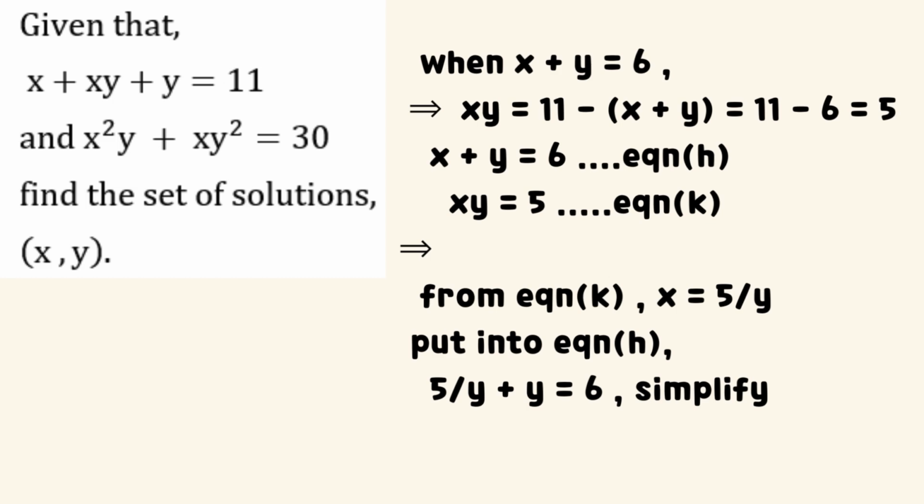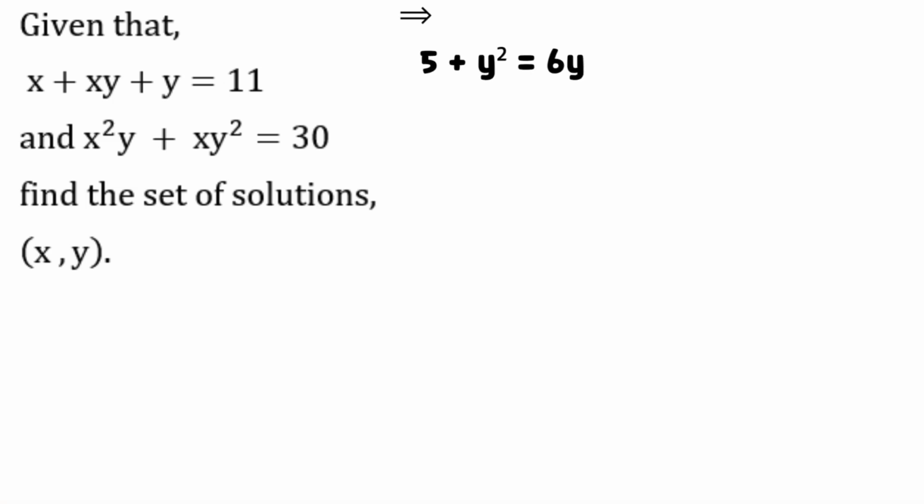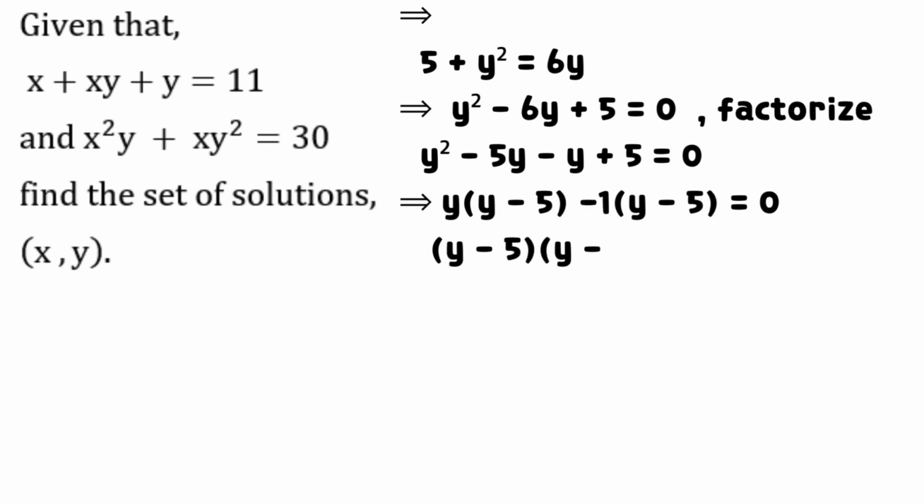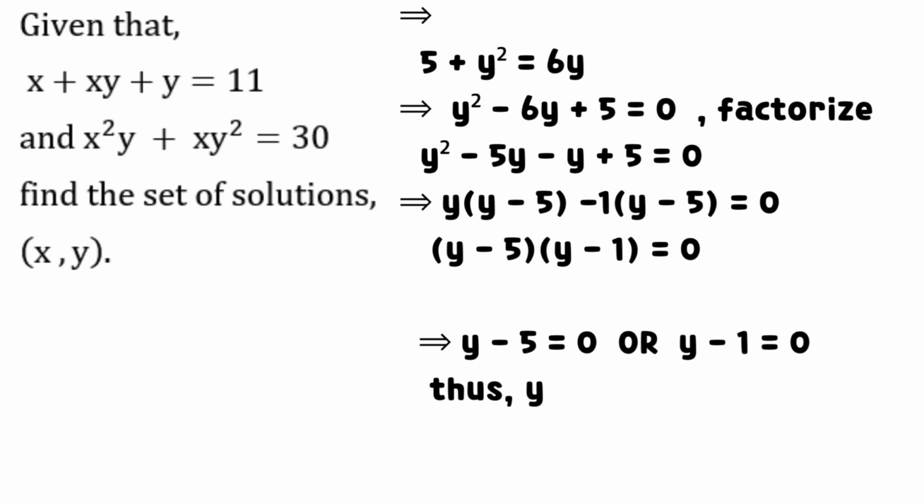Thus, from equation K, x equals 5 divided by y. Put into equation H, the sum of 5 divided by y and y equals 6. Simplify. It implies that the sum of 5 and the square of y equals 6 times y. Hence, the square of y minus 6 times y plus 5 equals 0. Factorize it. The product of y minus 5 and y minus 1 equals 0. Thus, y equals 5 or 1.